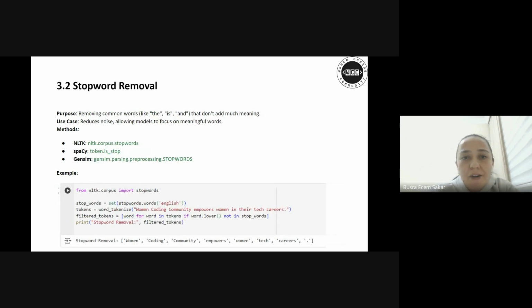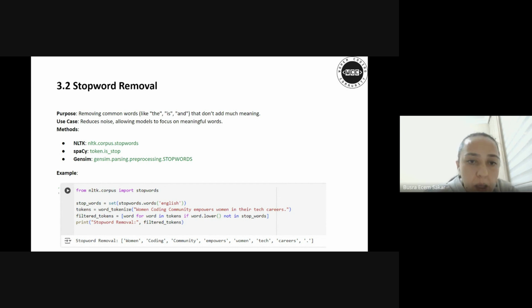The next technique we will cover is stop word removal. Stop words are common words that don't add much meaning to the sentence on their own. For example, the, is, and. The purpose of stop word removal is to reduce noise in the data, which can help improve the performance and accuracy of NLP models. Again, there are a few methods you can use. You can use NLTK again for this, and spaCy. And Gensim also provides stop word lists. You can work on that.